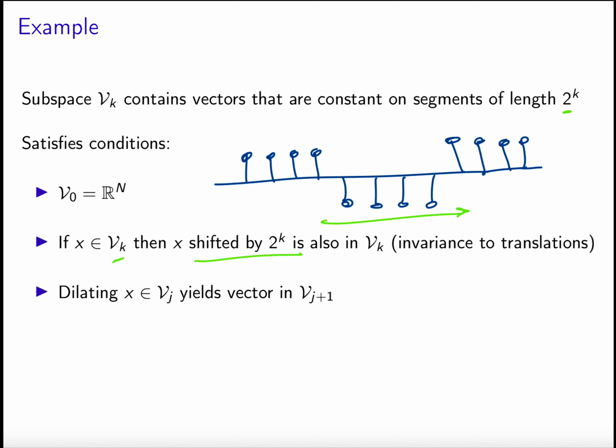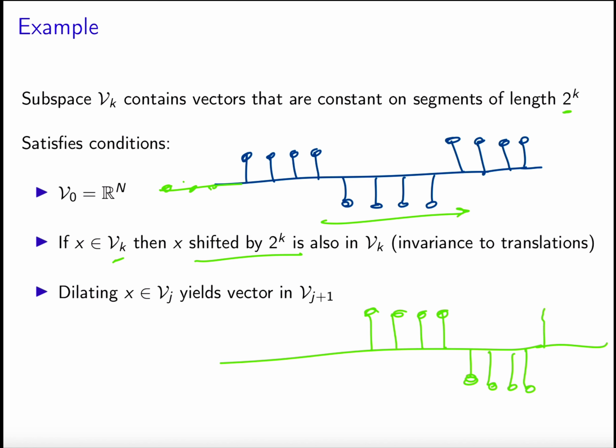Basically what we're going to get is a new signal. Imagine that it's 0 here to the left, just for simplicity. We're going to get a new signal that is going to look like this. Let's not care too much about border effects. You can deal with them in different ways, but they're not too important. And this signal is clearly still constant on intervals of length 4. Okay, so it stays in that subspace.